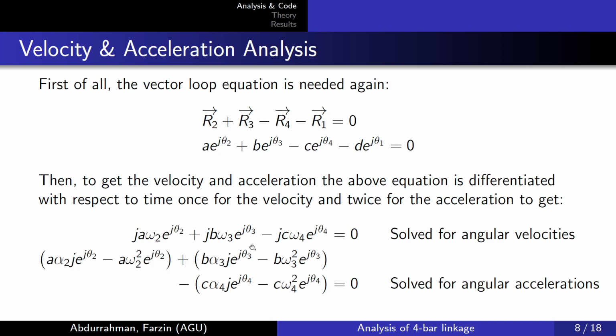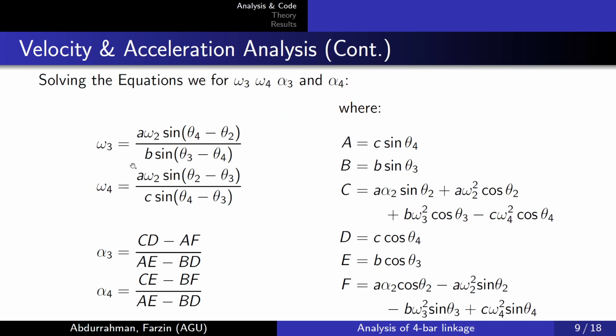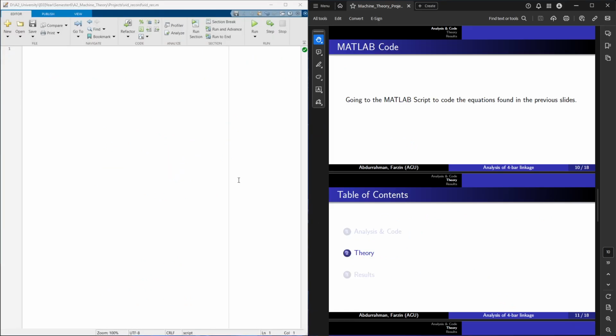Again, since this is equal to 0, both the real and imaginary part should be equal to 0. Thus, a similar process to the position analysis will be used. Expand this using cosines and sines, separate the real and imaginary part, and solve the two equations for the two unknowns, leaving us with those closed form equations for omega 3 and omega 4, as well as alpha 3 and alpha 4 with those definitions for the constants. From here, we can go to the MATLAB code to see how it works or how we could code it.